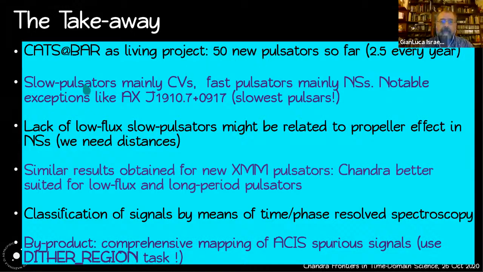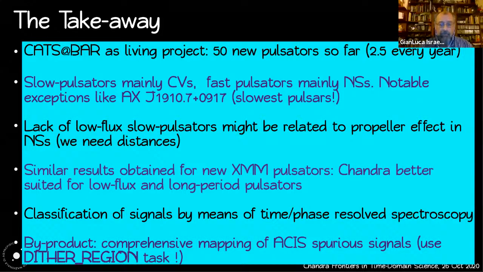We think that the slow pulsators are mainly cataclysmic variables, even though there are notable exceptions, like, for example, the case of AX J1910. We will also notice a lack of low flux slow pulsators, which could be related to a propeller effect. And we also have seen that similar results are obtained from the XMM pulsators, though Chandra is definitely better suited for the study of low flux and long period pulsators.